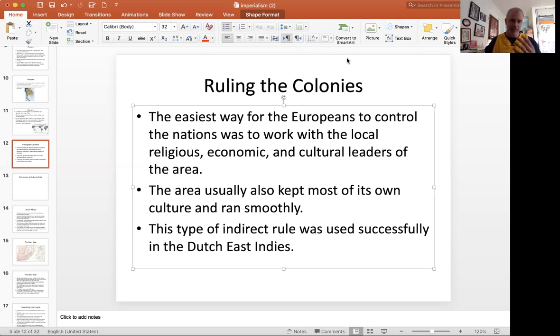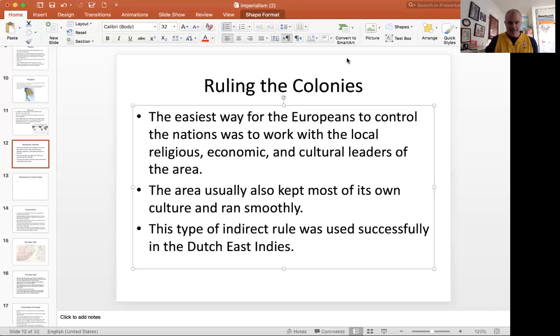The other example is called indirect rule. England was famous, especially in India, for using this type of rule, where they would cut a deal with a local ruler and say, look, we'll let you stay in power. Your police can still be the police of the streets. You just have to do what we say. This was a much more common type of rule. And again, we see England do this in India. They work towards this in Singapore and in Burma.